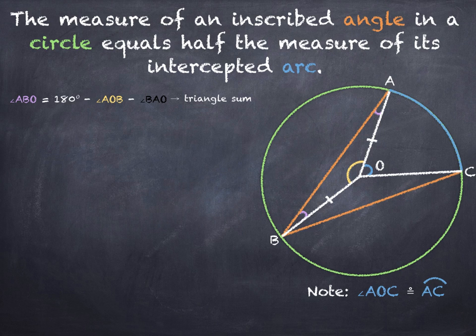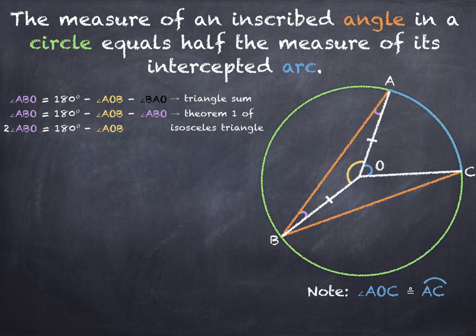So we can replace angle BAO with angle ABO in our equation, saying that angle ABO equals 180 degrees minus angle AOB minus angle ABO. Now by rearranging this equation, we can see that 2 times angle ABO equals 180 degrees minus angle AOB. And rearranging one more time, we see that angle AOB equals 180 degrees minus 2 times angle ABO.